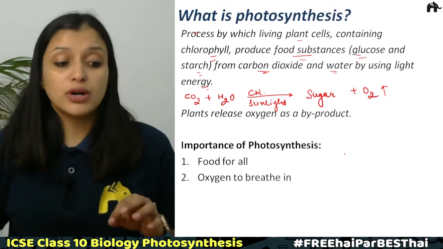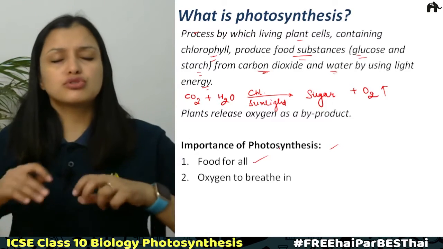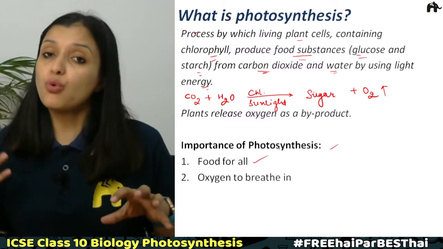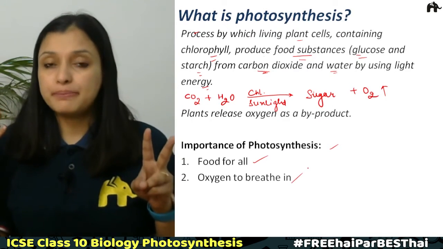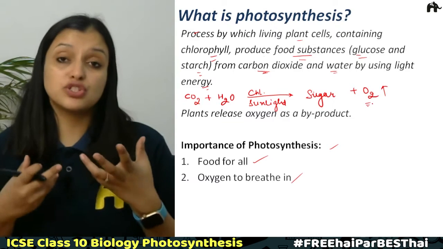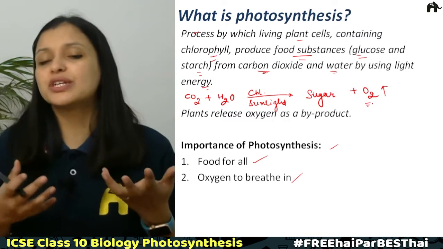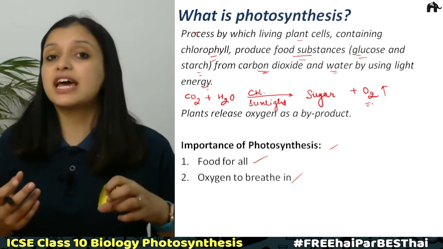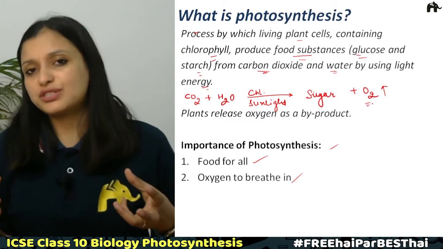This oxygen gas is a byproduct which is very, very helpful in the survival of all living beings, right? So what is the importance of photosynthesis? The first importance is food for all. All living organisms, directly or indirectly, depend on plants and get their food only when plants are there. Second is oxygen to breathe in. When plants photosynthesize, they release oxygen gas into the atmosphere, which is taken in by living beings so that cellular processes happen inside the living organism. So it gives us food as well as oxygen. Photosynthesis is very, very important to all of us.